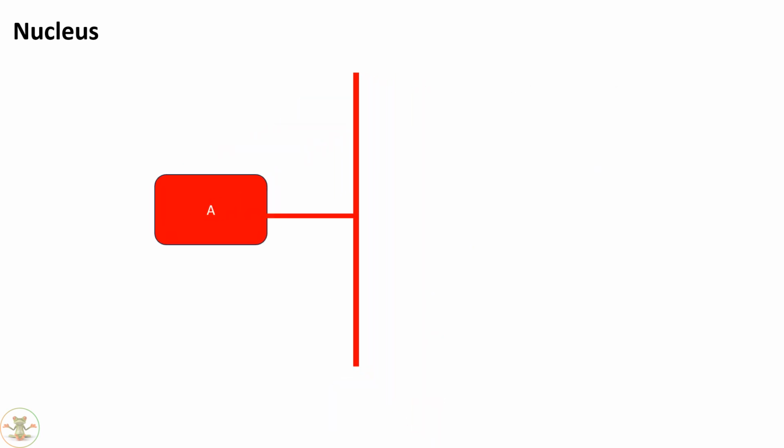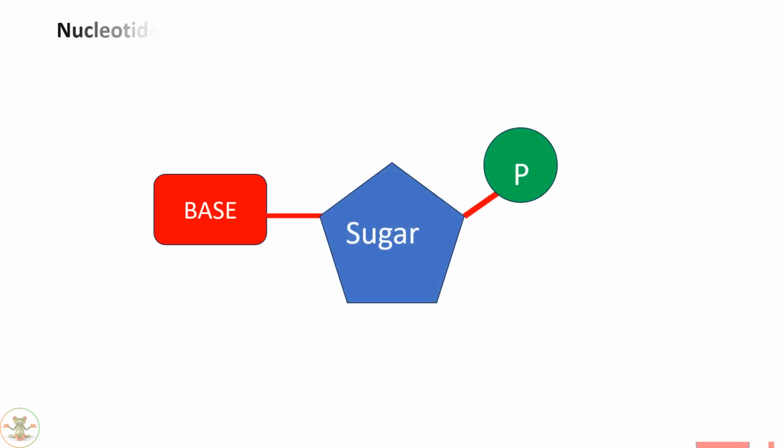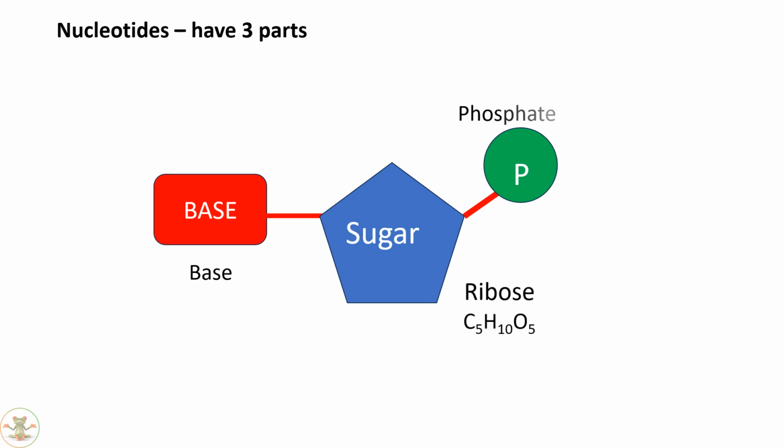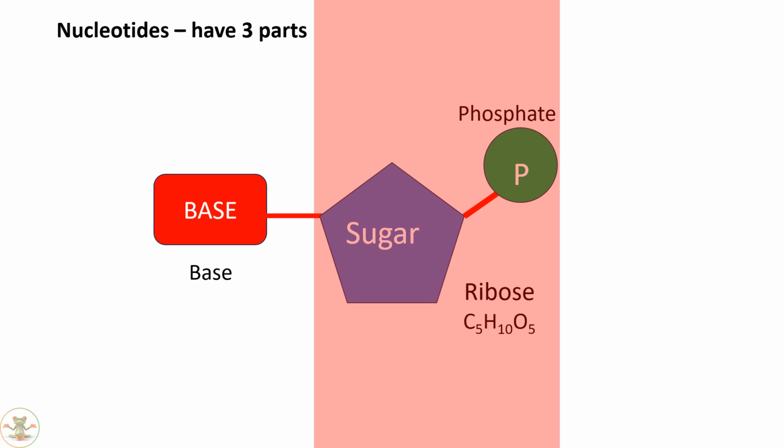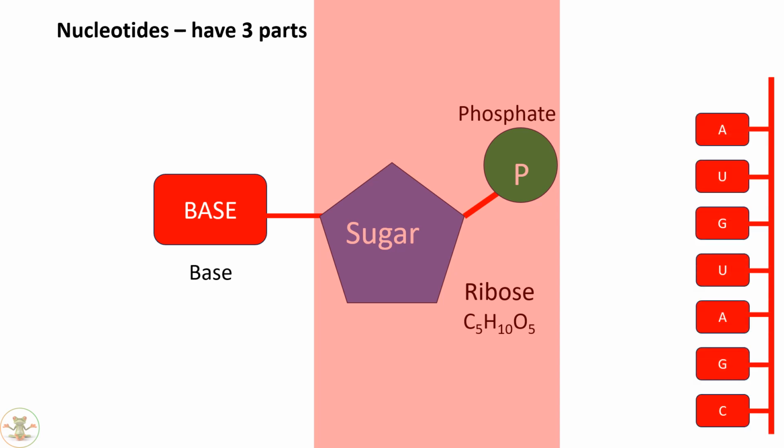Looking closer at a nucleotide, we can see that it is made up of 3 main parts. It is made up of a base, a sugar, and a phosphate. The base can be A, C, T, G, or U. The sugar is ribose. The sugar and the phosphate actually form the side of the DNA or RNA molecule. It's like a rung on a ladder, and the base is like a step on the ladder.